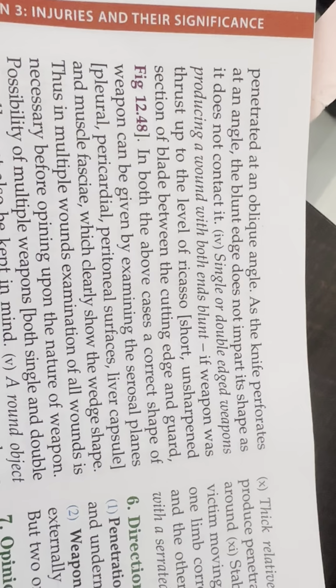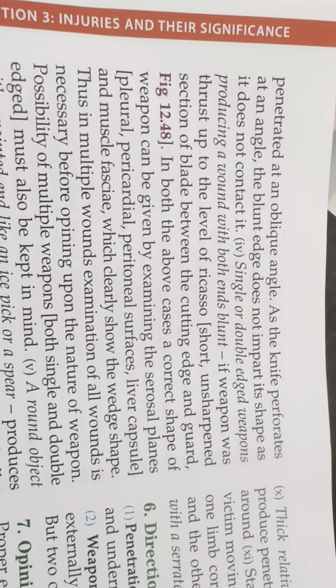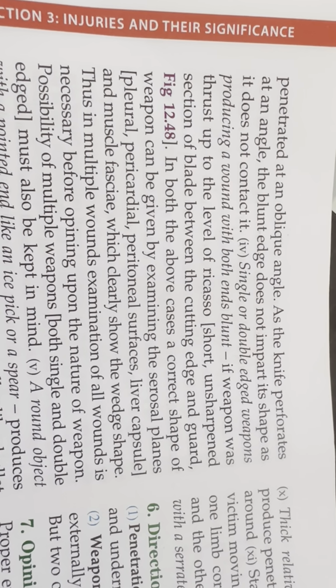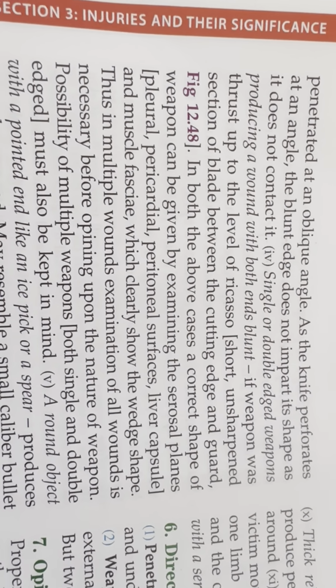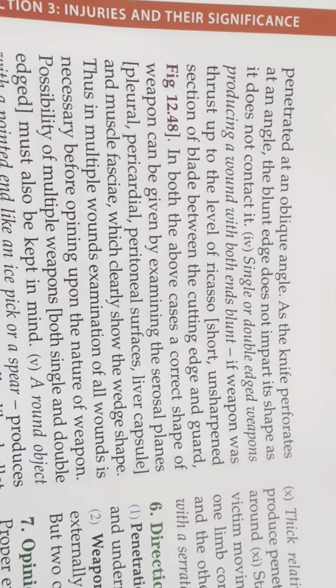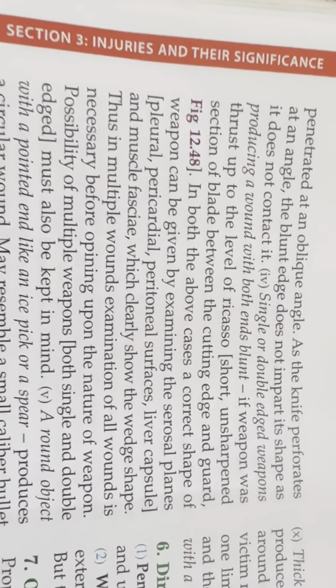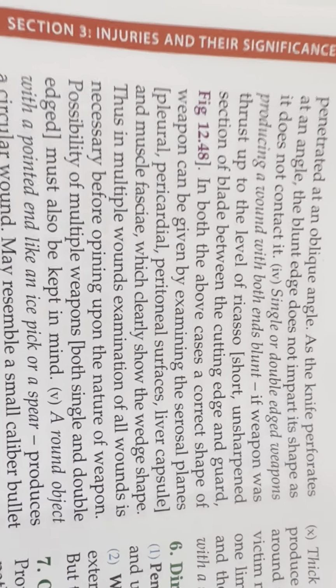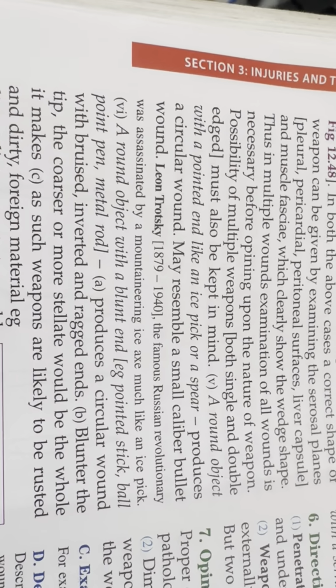and the guard. In both cases, the correct shape of the wound weapon may be given by examining the serosal plane: pleural, pericardial, peritoneal surface, liver capsule, muscle fascia, which clearly show the wedge shape. Thus, in multiple wounds, examination of all wounds is necessary before giving an opinion upon the nature of the weapon. The possibility of multiple weapons, both single and double-edged, must also be kept in mind.